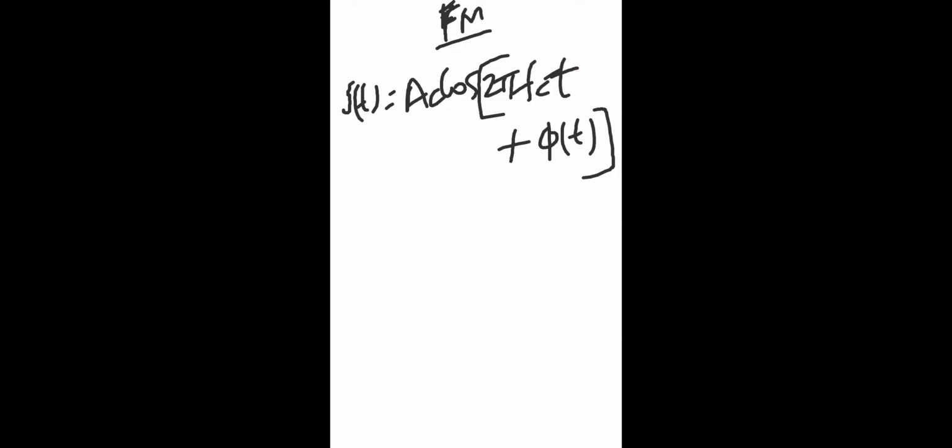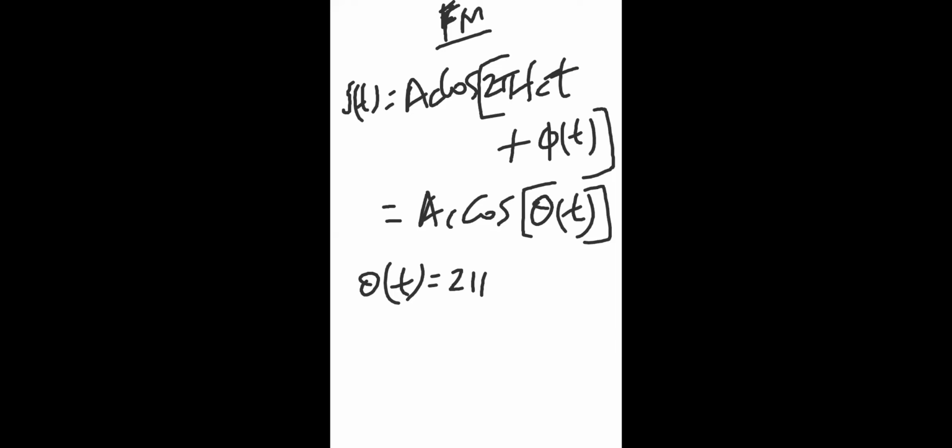So what I can write finally is Ac cos, and instead of all this I can put theta of t. Theta of t is equal to 2 pi fc t plus phi of t. This theta of t is like the instantaneous phase. Finally your phase will vary with respect to time instantaneously, so this is called the instantaneous phase.